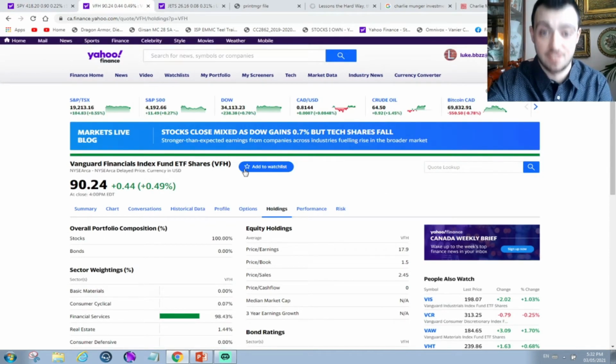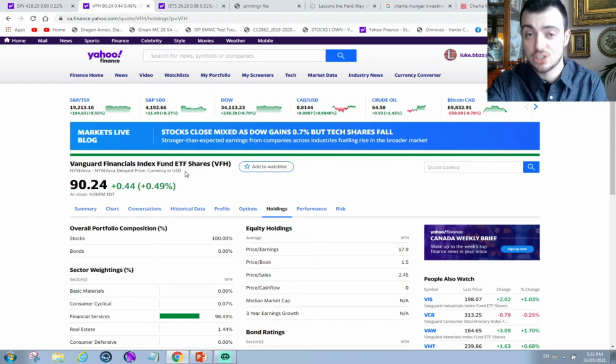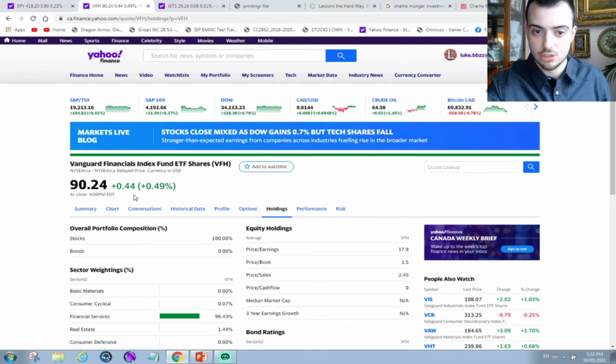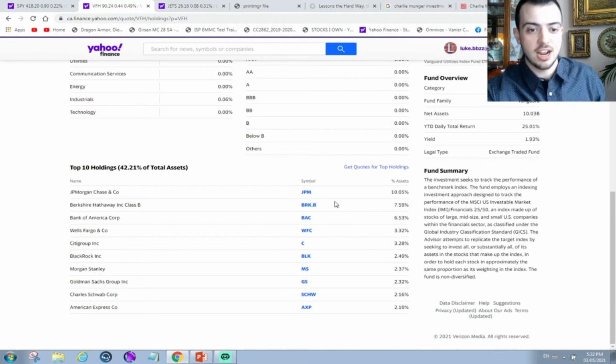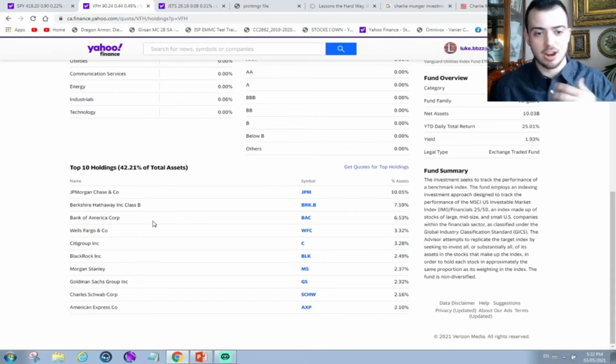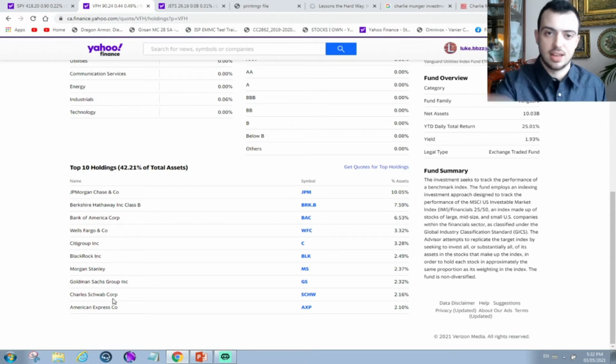Ticker symbol VFH, which is the Vanguard Financials Index. Remember, an index is what tracks a certain sector or a diversified portfolio. This one, in this case, is $90 US. And if I buy it for $90 US, these are the top 10 holdings. As you can see, they are all financials. We have JP Morgan, Berkshire Hathaway, which is technically a holding company, an investment company type thing. We have Bank of America, Wells Fargo, Charles Schwab, which is a bank and brokerage, and American Express, credit cards, right? So these are all the biggest financials in the US.